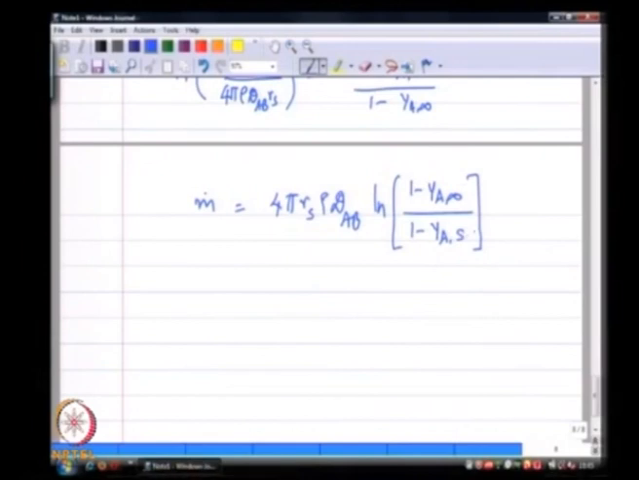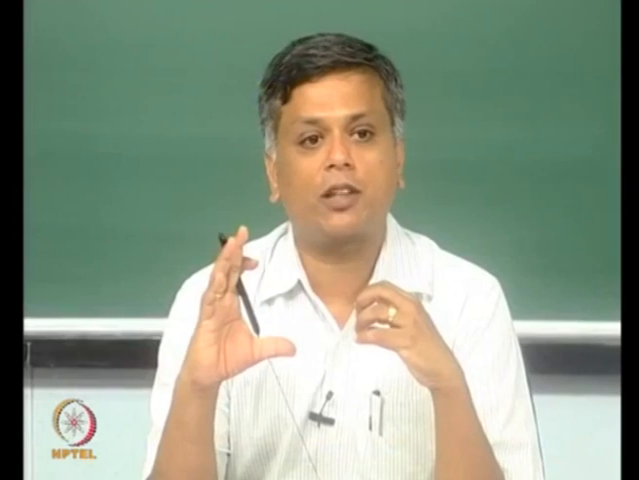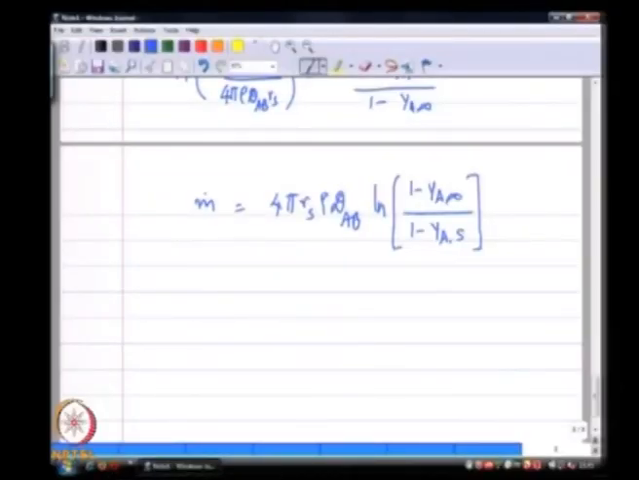Y_A s is the mass fraction in the immediate vicinity of the drop, Y_A infinity is the mass fraction far away from the drop. Okay, we will just look at a couple of limiting cases. If Y_A infinity is equal to Y_A s, that is if the air outside the drop is saturated with vapor, then you can see that ratio comes to 1, log of 1 is 0. So, you have no mass flow rate.